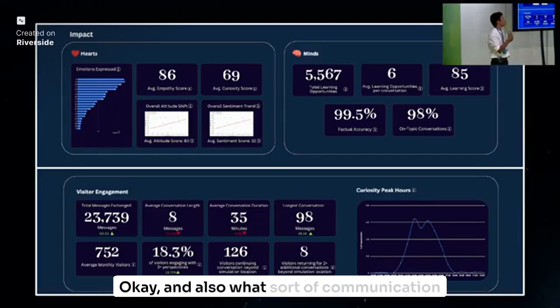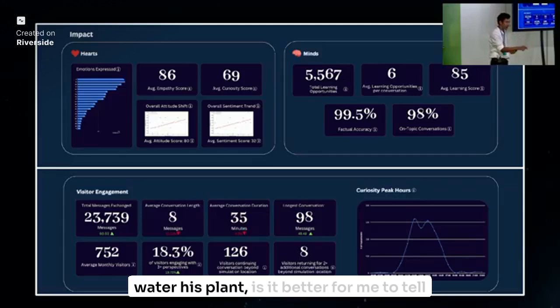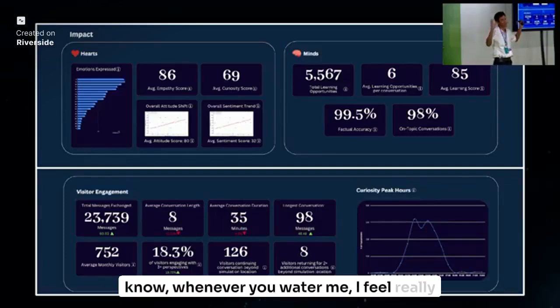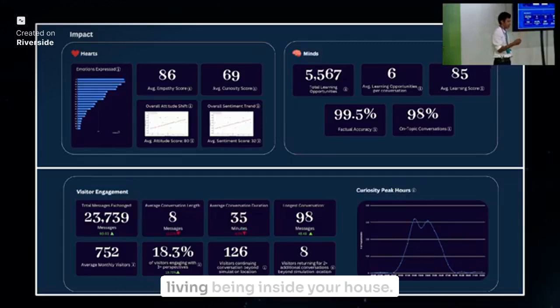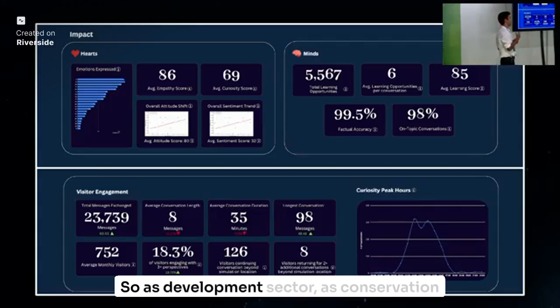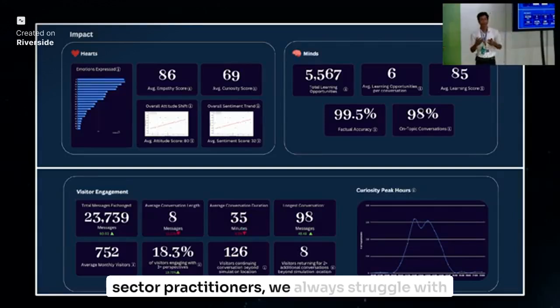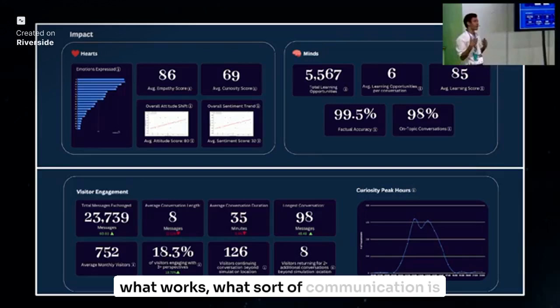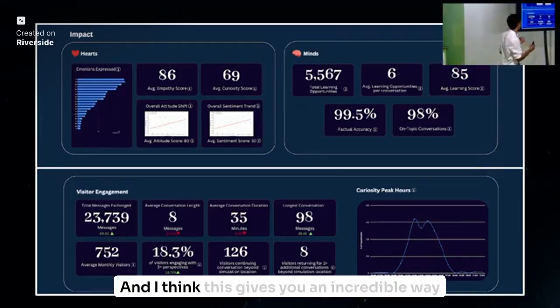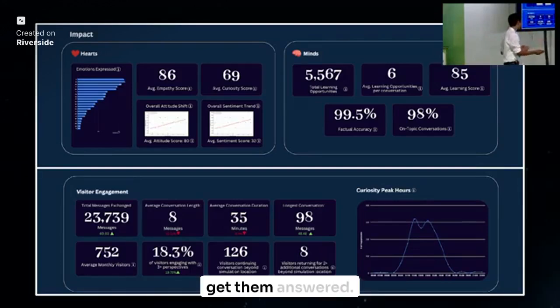And also, what sort of communication really works? Like if I'm trying to get Jack to water his plant, is it better for me to tell him, oh, if you don't water the plant will die? Or is it better for the plant to say, whenever you water me, I feel really happy? Or should I exhort a sense of responsibility, saying that, I'm a living being inside your house. It is your responsibility to care for me. So as development sector, as conservation sector practitioners, we always struggle with what works, what sort of communication is best for behavior change. And I think this gives you an incredible way to try to tap into those questions and try to get them answered.